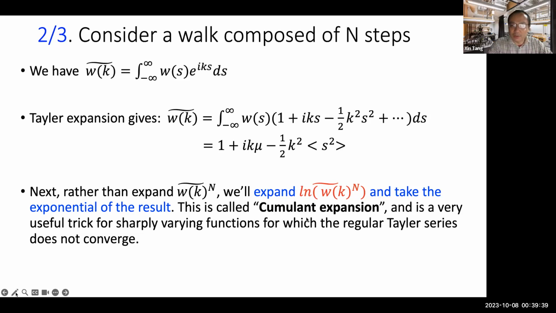This is also called a cumulant expansion. It's a very useful trick for sharply varying functions, which exactly matches our current condition. Now let's expand this term.